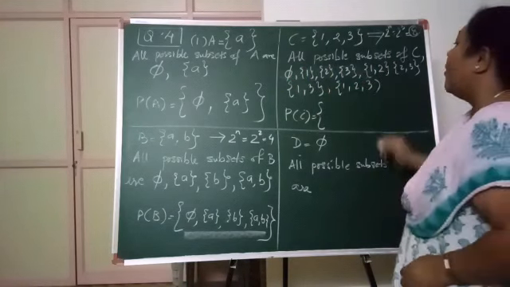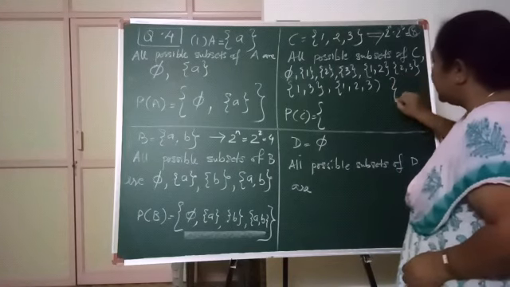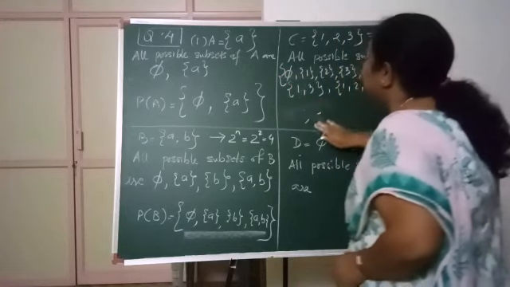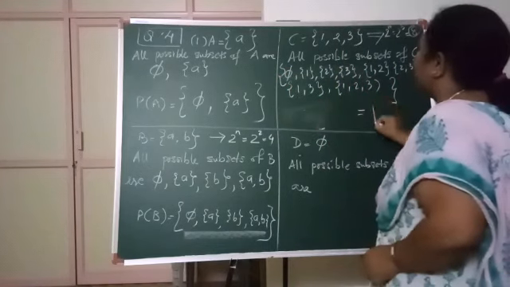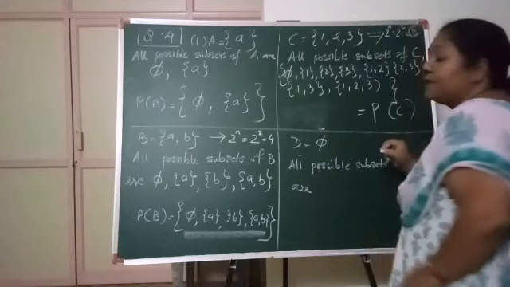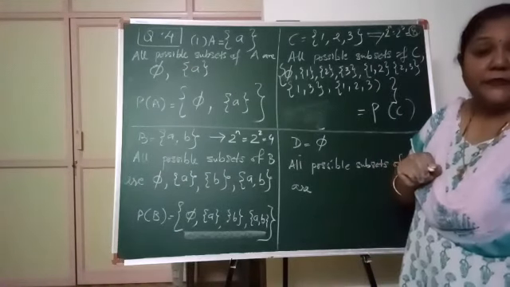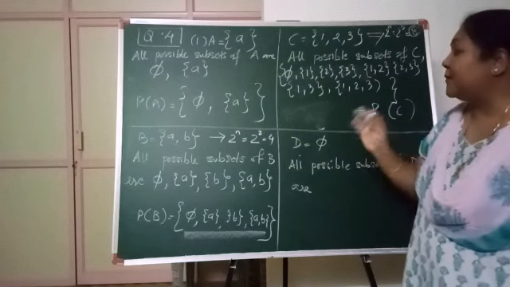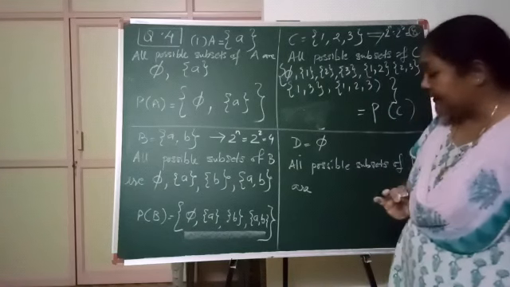If I write all these members in a single bracket, in a common bracket, then this set is going to be called the power set of C. So what is power set? Power set is a set of all possible subsets of the given set.